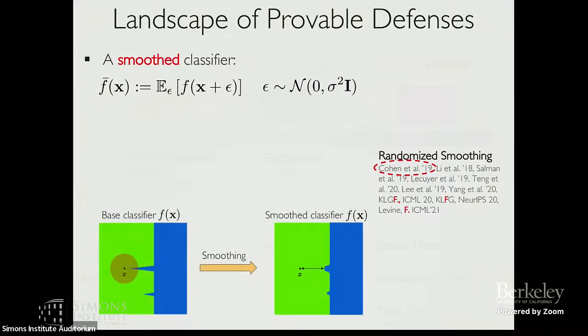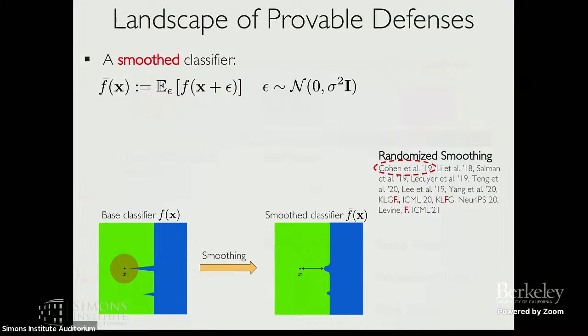The intuition behind the smoothing is that your base classifier may have some sharp decision boundaries, and it creates some adversarial sensitivity. For example, here, if you have an input x, with a small perturbation, you can go from the green region to the blue region. But if you do smoothing, you're basically smoothing out some of these sharp decision boundaries, and potentially you increase the intrinsic robustness of your model.